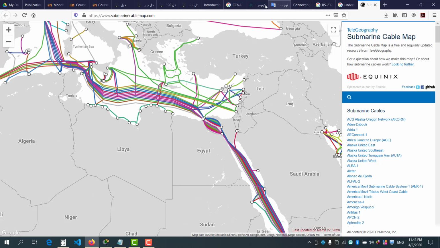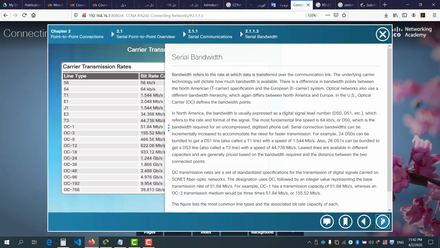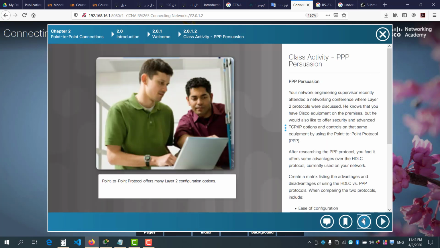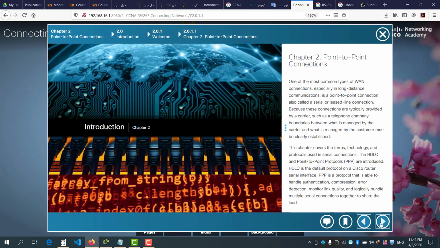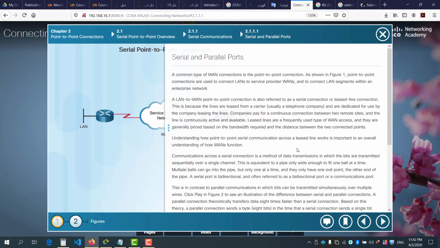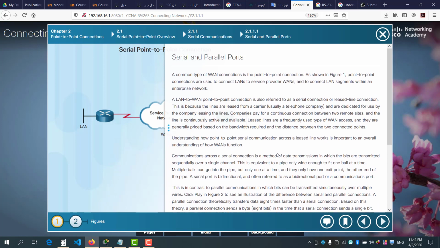Okay, returning to the course. Serial bandwidth. What is important here? Before I continue, I want to go back to the start of the chapter. What can I ask you here? I can ask you an important question: what is the difference between serial and parallel ports? So you will illustrate.